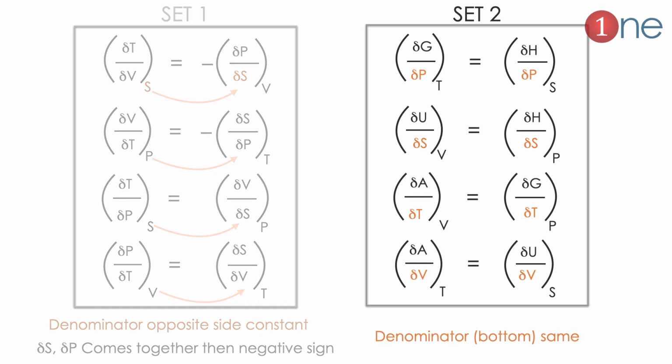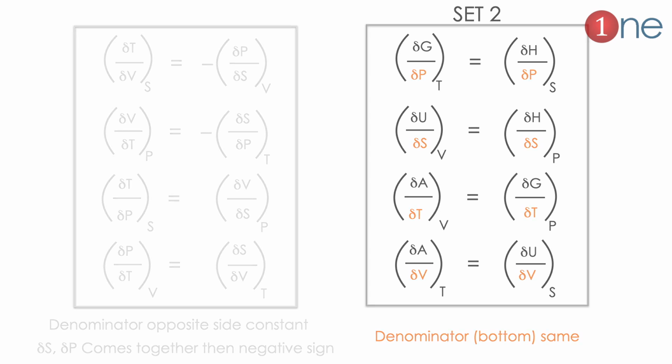The second set is easy, where the denominator is equal in those equations. See the delta P on both sides, delta S on both sides, delta T and delta V. These are the two sets we are going to derive.